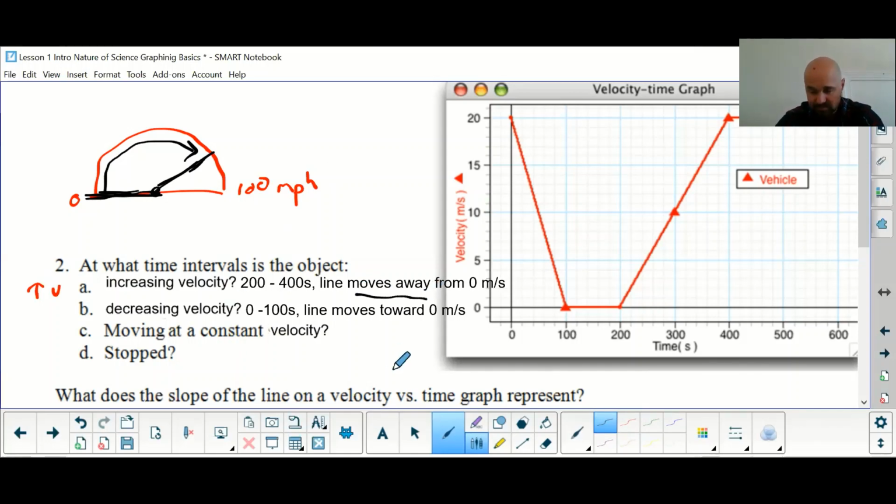Decreasing velocity would be the opposite. So you're already moving at something, and you're going to decrease velocity, which most people think of as slowing down. So if we did that, we'd be starting at this value here, and we'd be going the other way. So the line would be going towards 0. That matches up with your speedometer. So increasing, decreasing velocity, you can use your speedometer and think about how that behaves, and that matches up with the graphs on your paper.